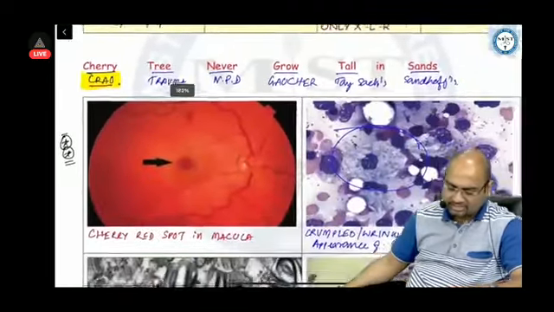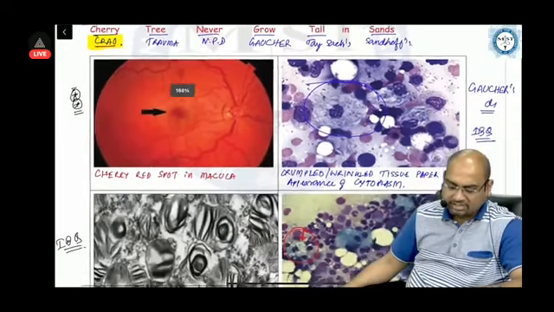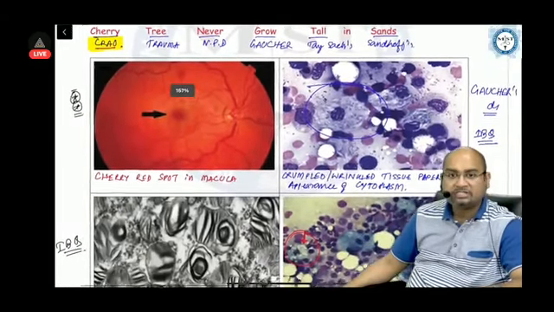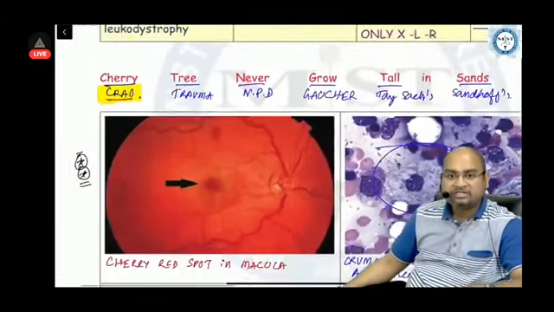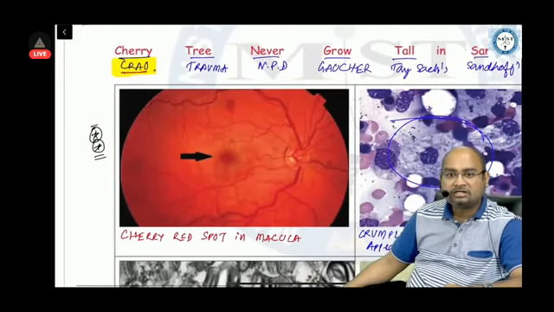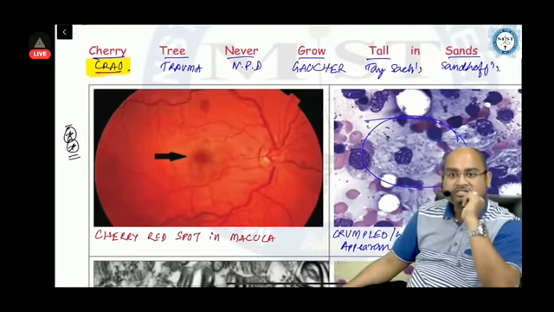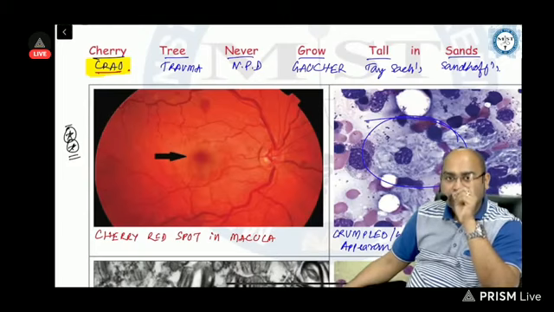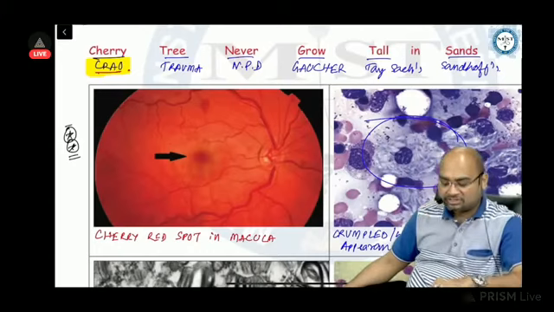Recently they have started asking some image-based questions, beta. The 4 images on this page that you are seeing are actually our questions. First one, beta, is a cherry red spot in the macula. Cherry tree never grow tall in sands. All of us know the mnemonic. CRAO, central retinal artery occlusion, will present with this cherry red spot. CRVO will go for a tomato splash appearance, which is a different type of picture.